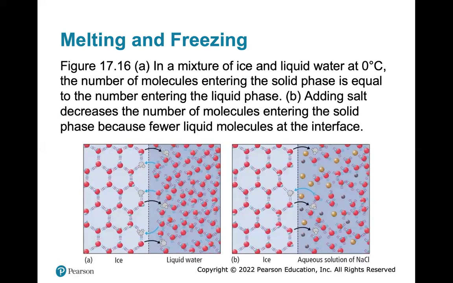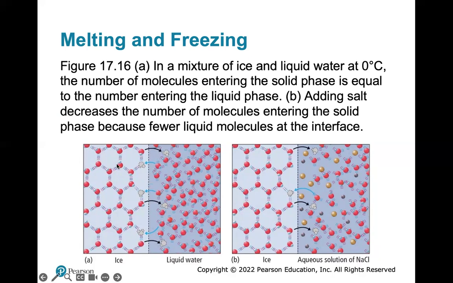Okay, during the winter in some cities, they pour salt onto the roads. Why is that? Well, in a mixture of ice and liquid water at 0 degrees, the number of molecules entering the solid phase is equal to the number entering the liquid phase. You can see this is a conceptual drawing, but you can see the three black lines leaving, and the three blue lines entering.